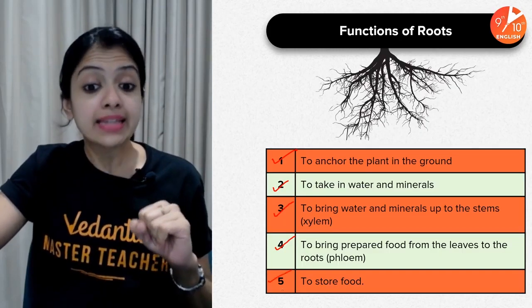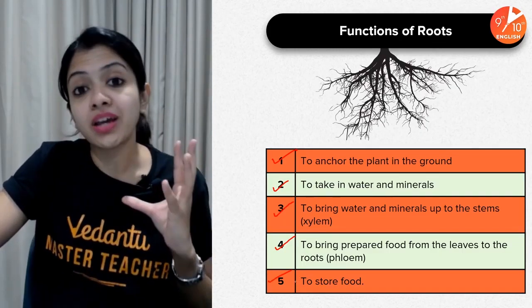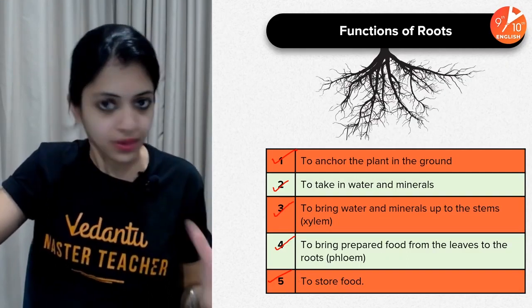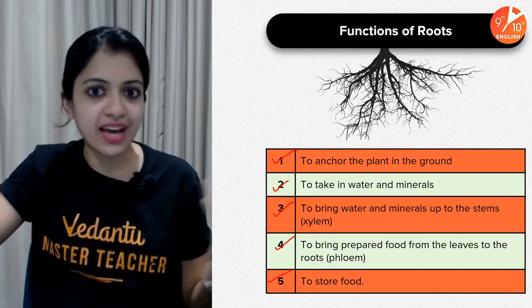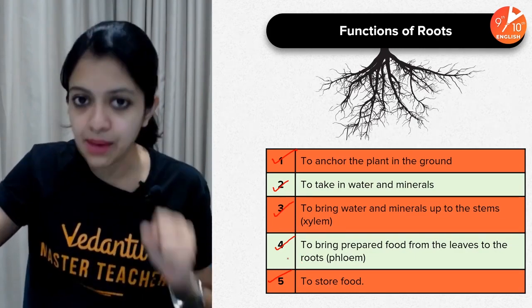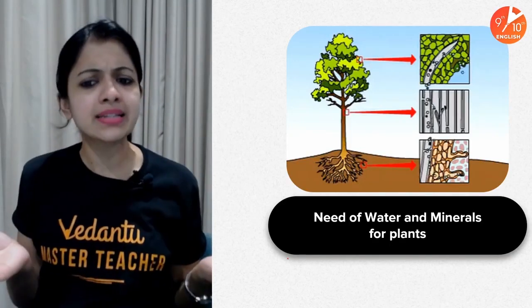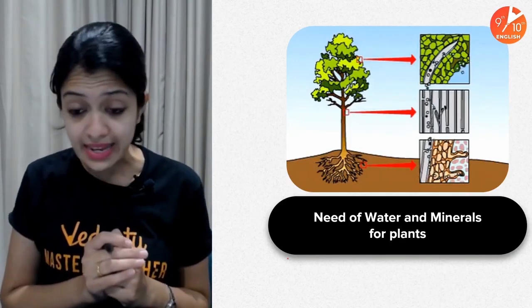And then, of course, in certain plants, it also acts as a sort of storage area for food. Root vegetables and all of that, as we may call them, food storage can be a function in some plants. Now coming to why plants need water and minerals in the first place.